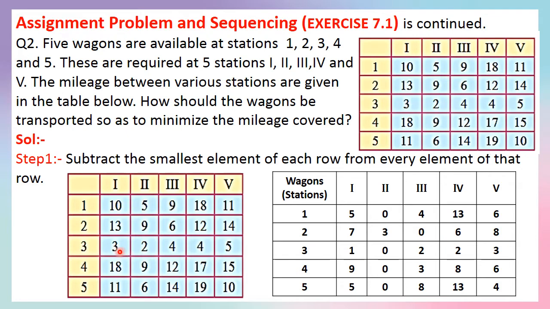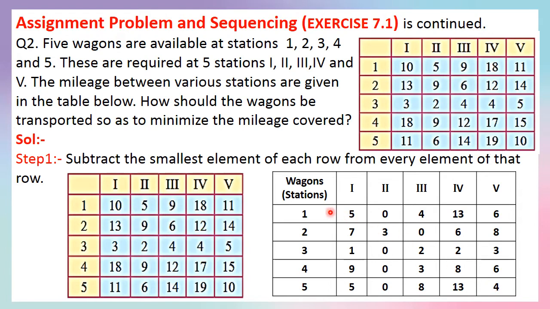Third row has the smallest element 2. So after subtracting we get 1, 0, 2, 2, 3. And in the fourth row 9 is the smallest element. So after subtracting we get 9, 0, 3, 8, 6. And the last row has the smallest element 6. So after subtracting we get 5, 0, 8, 13, 4.